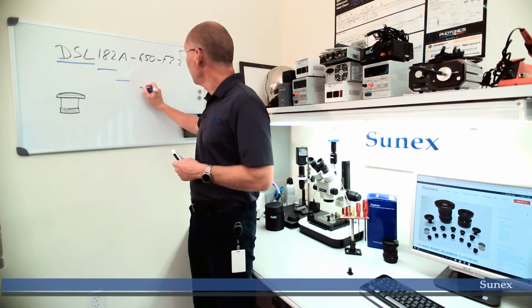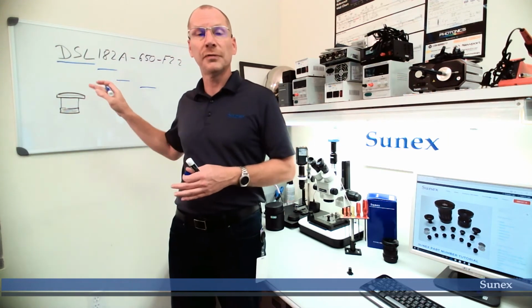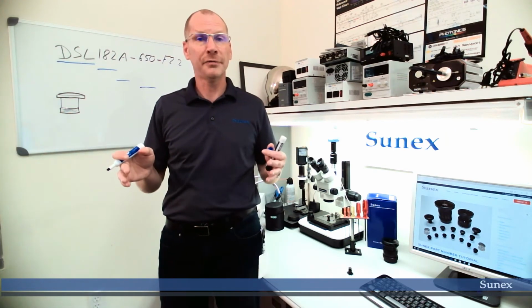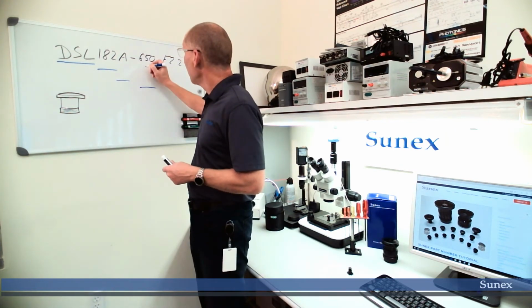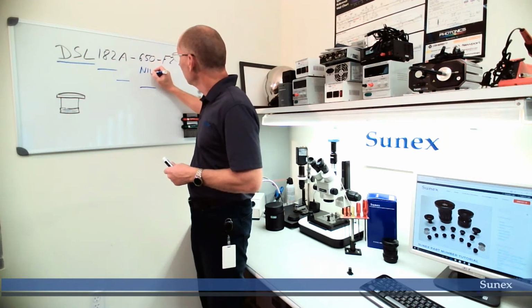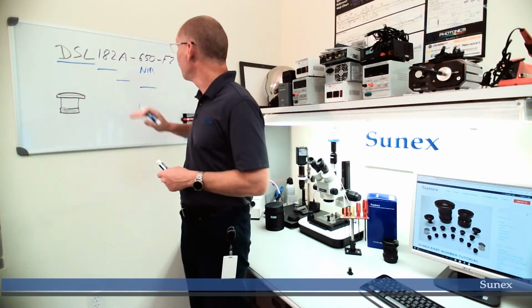Then in the middle, after the dashes, you see the filter configuration. 650 is addressing a 650 IR cutoff filter. If you see NIR, in that case it doesn't mean near infrared, it just means there's no IR filter. So it does go through the near infrared range. So there's no filter built in.